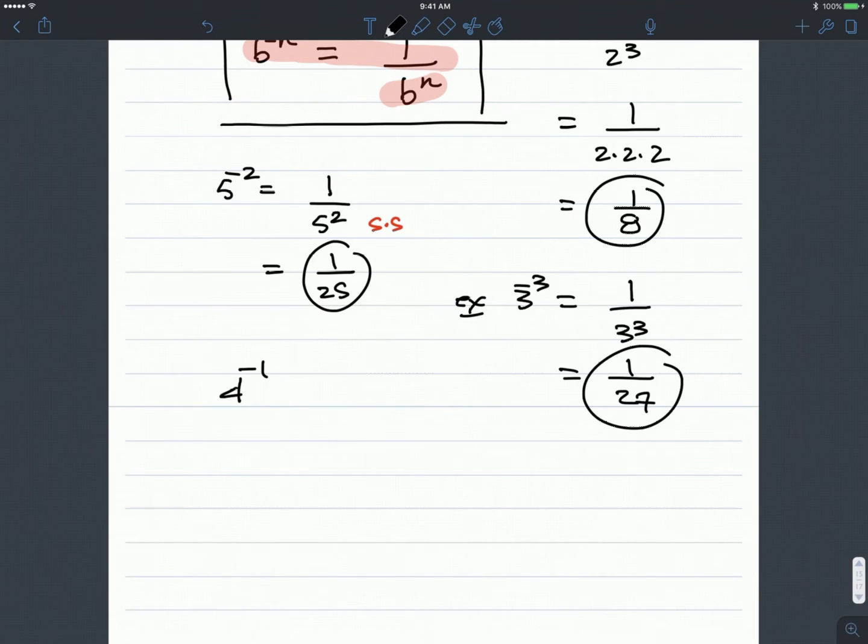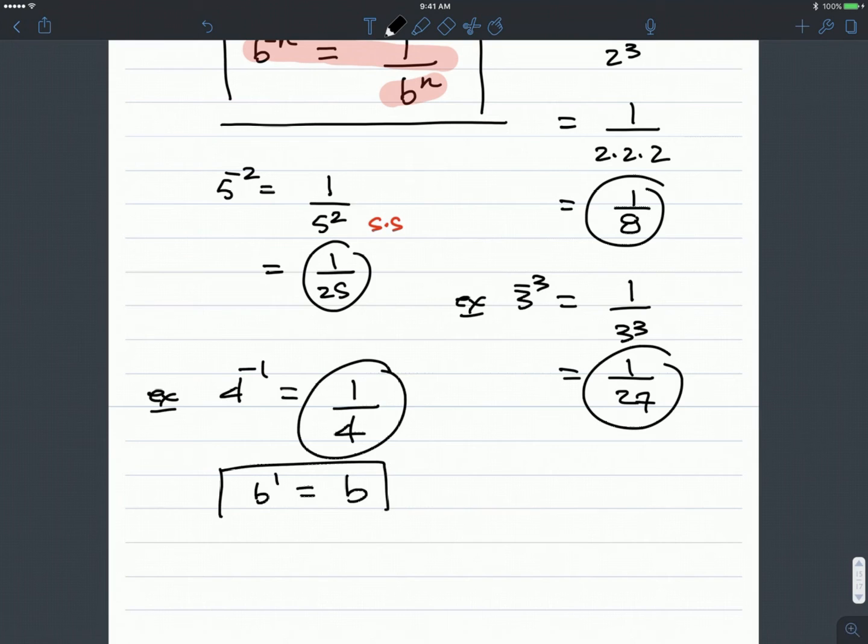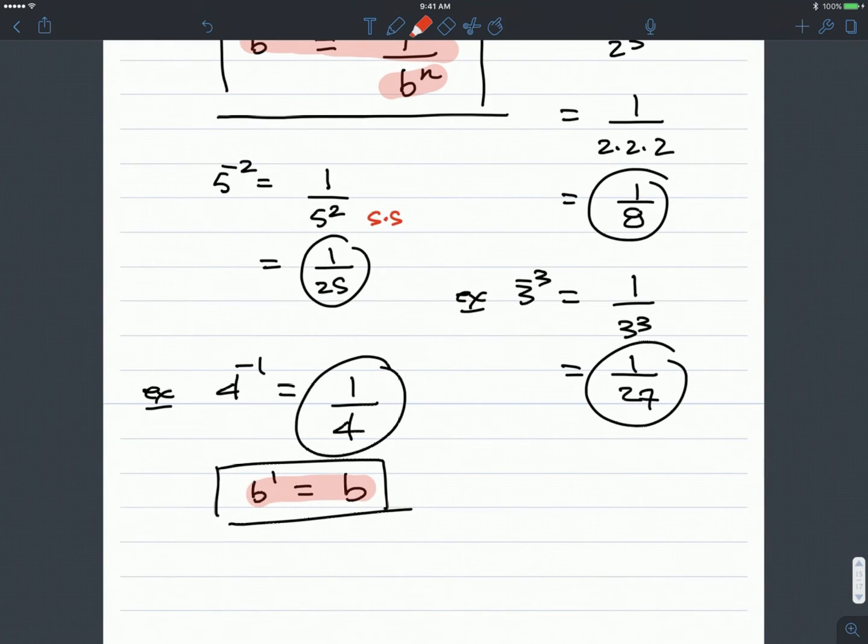4 to the minus 1 power. Let's see if you're awake. What is that? 1 over 4. Is that true? You guys remember these powers? Because there was another property that said any base to the first power is actually just the base. Here's another property that you had from beginning algebra. Okay, you okay with that?